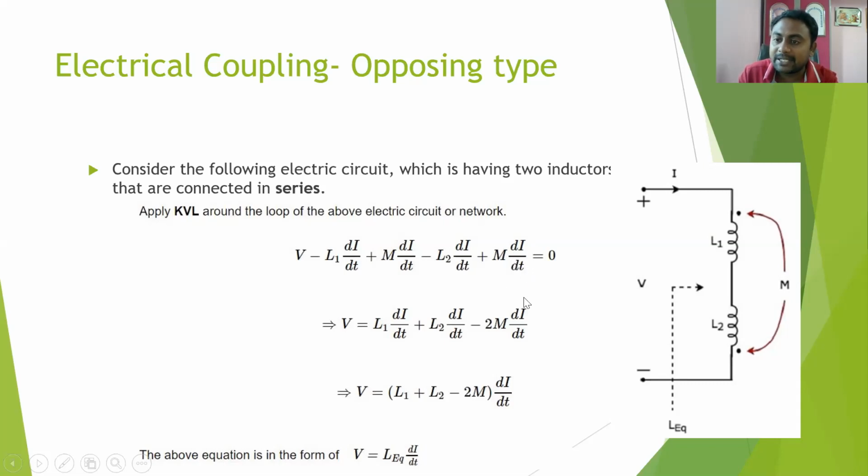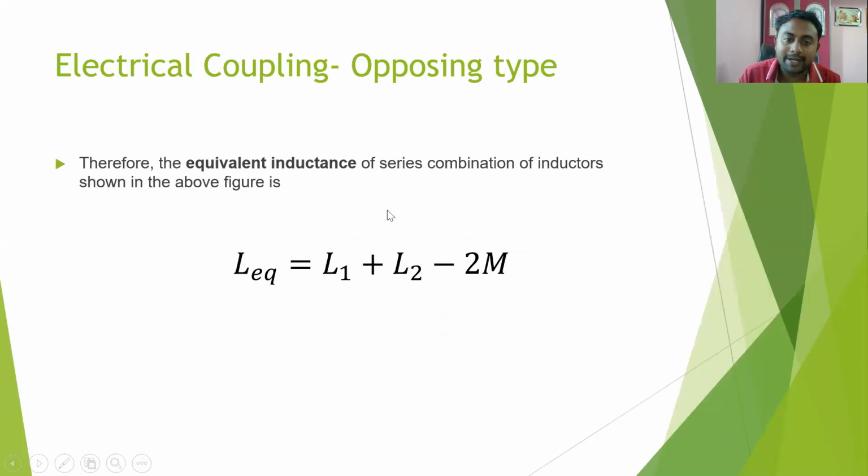So di by dt means the current flowing in the two coils is the same, so I'm using only I. The same voltage is plus. If I consider V equals, sending all the things to this side, this will become minus 2M. If I take di by dt common, the total L equivalent is L1 plus L2 minus 2M. That is what I write over here. So we derived the two things.